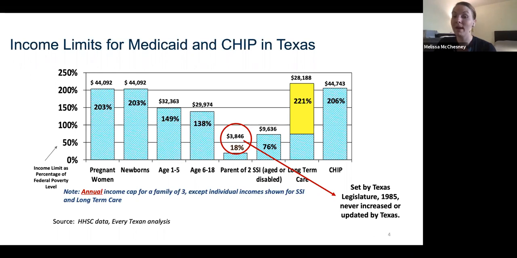And again, these are your Medicaid limits. If you look over here all the way to the right, the CHIP limit goes all the way to 206. So if you're one of these kids who is ineligible because your income is above one of these limits, you should just go into CHIP as long as it's below 206.